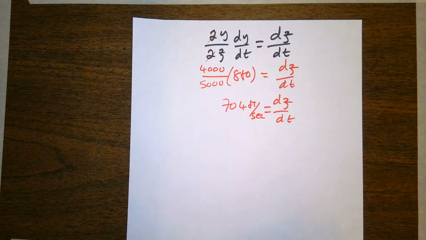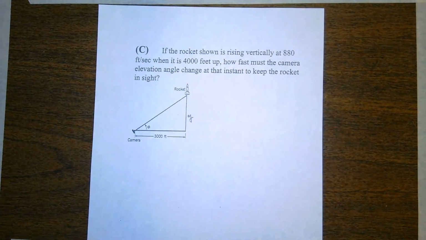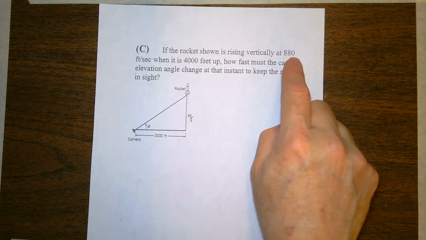All right, let's take a look at another one. Take out problem C from your packet. All right, a little bit more going on in this one with the angles. Same kind of setup as before. We've still got that rocket. It's rising vertically at 880 feet per second.